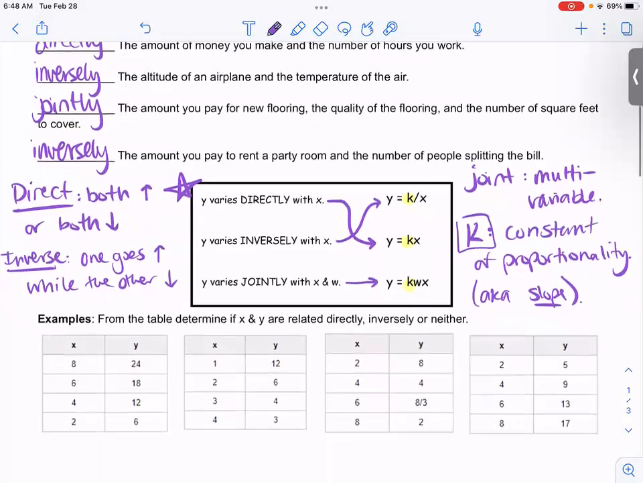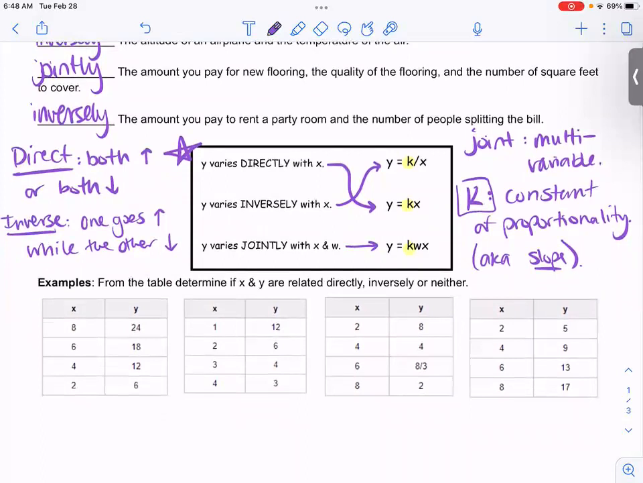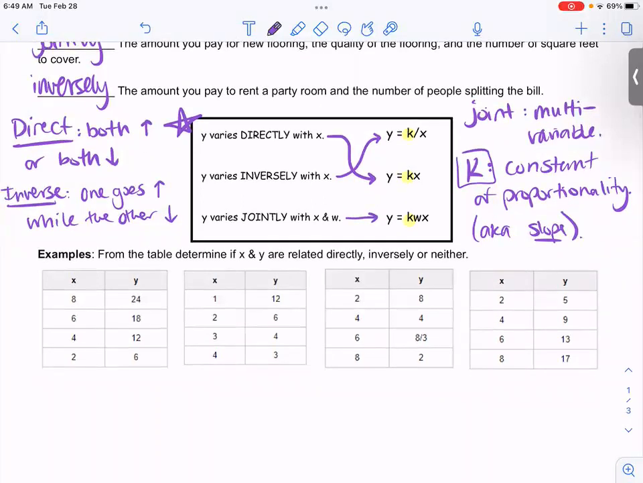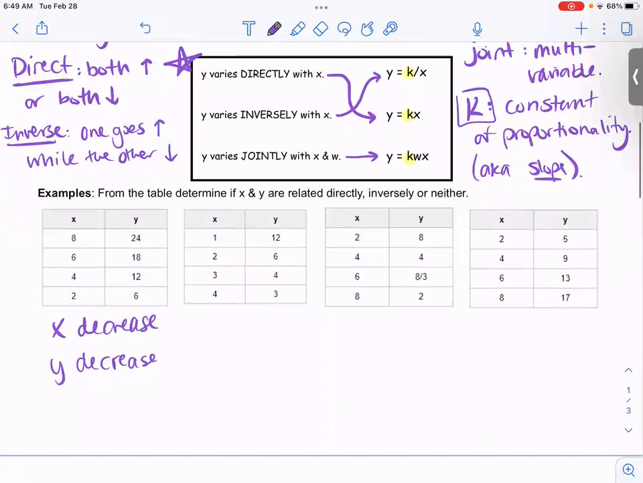Okay, so let's move on to the table. So quickly, let's just look at the tables. How are X and Y changing? And this will tell you if it's direct, inverse, or neither. So again, we're looking for, do both X and Y decrease or increase together, or do they go opposite directions? So if you notice in the first table, X is going down while Y is going down as well. X and Y are both decreasing. For that reason, we have a directly related variation.